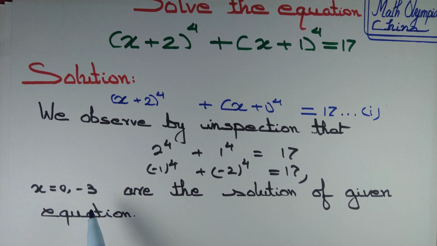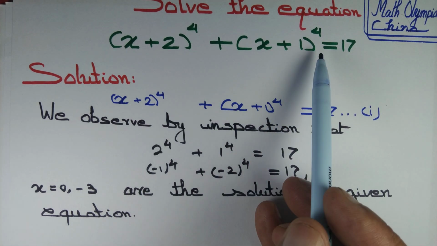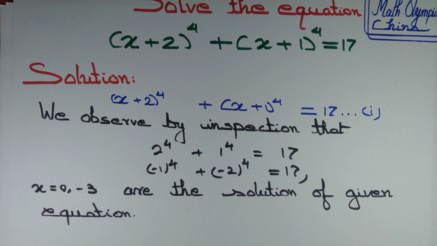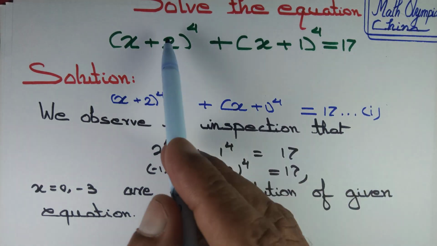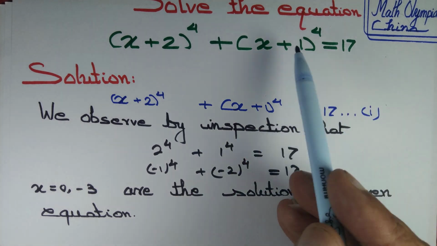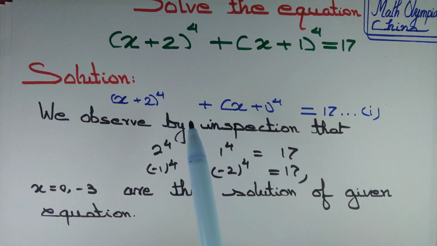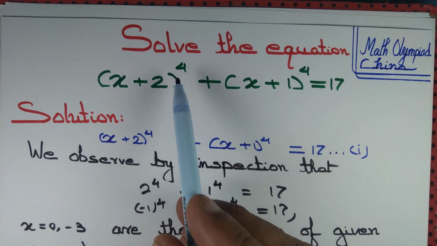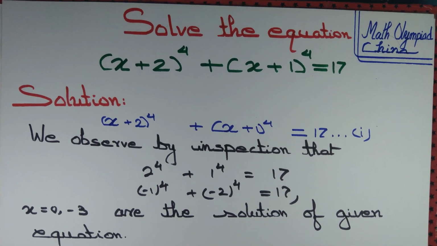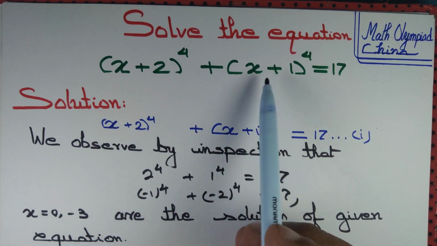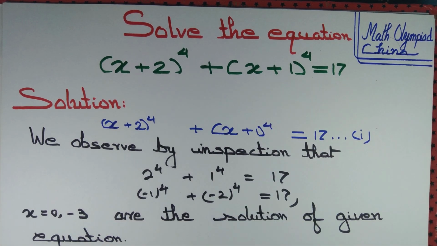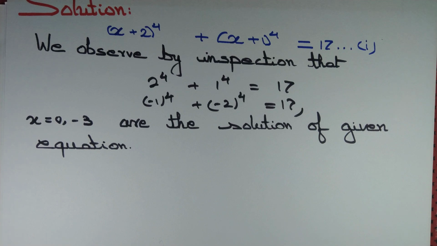So obviously x is a factor of this polynomial, if I take everything equal to 0, and x + 3 will also be a factor of the polynomial if I take everything equal to 0. That means both x and x + 3 are factors of (x+2)^4 + (x+1)^4 - 17. Maybe we can divide this expression by x and x + 3 and be able to solve it, but we'll follow a different method.